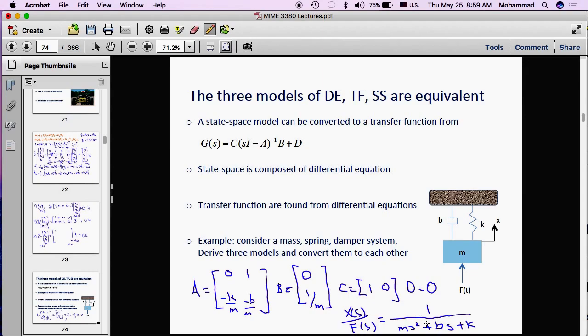It tells you the transfer function is matrix C, which is part of the state space model, times (sI minus A) inverse, where I is the identity matrix and s is the Laplace variable, and A is part of the state space model, multiplied by B, which is part of the state space model, plus D. Go ahead and apply this formula, knowing what A, B, C, and D are, and see if you can get to this transfer function.